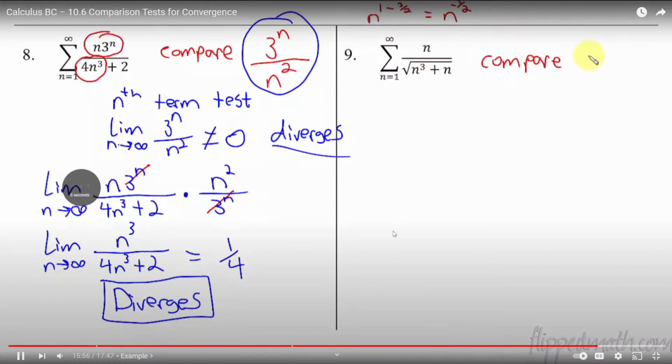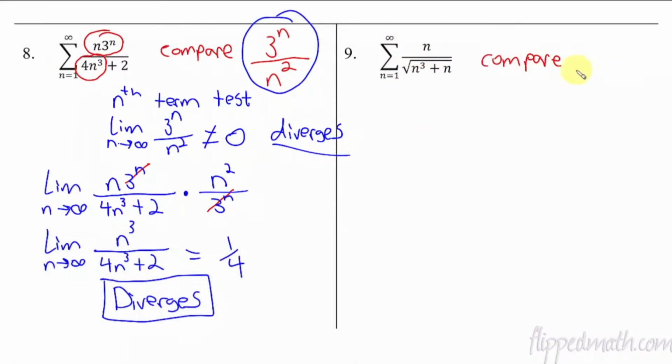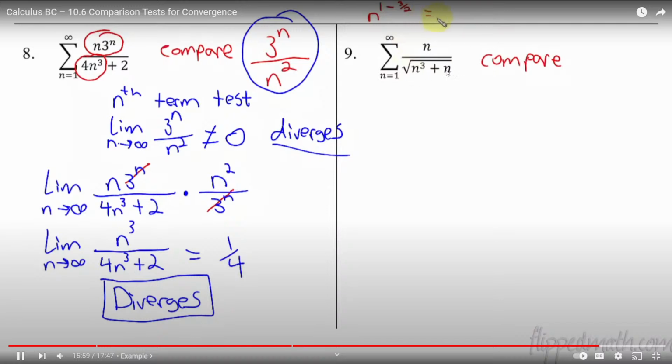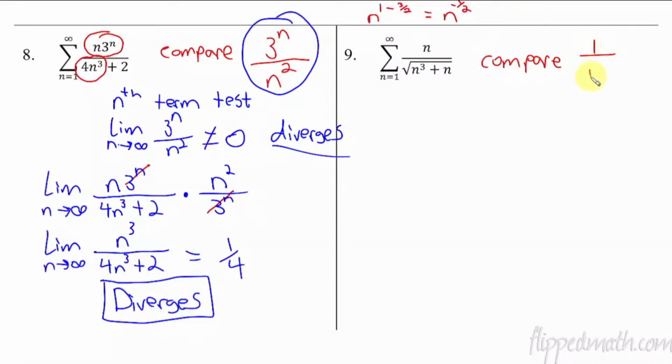So I'm looking at this n and this. I take n to the first power and subtract the exponent of this, which is 3 halves, since it's the square root. So 1 minus 3 halves is negative 1/2, and I'm comparing it to 1 over n to the 1/2. I simplified using the terms that are the largest.